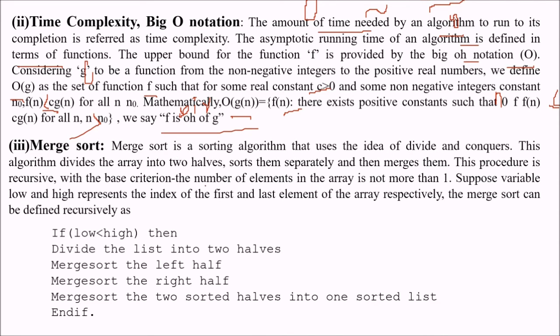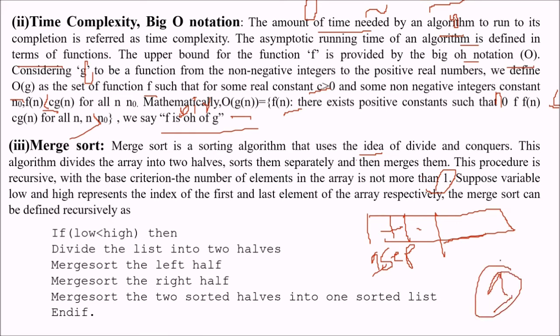Then we come to merge sort. Merge sort is an efficient sorting algorithm that uses the technique of divide and conquer. This algorithm divides the array into two halves, sorts them separately, and then merges them. This is recursive, which means each half will also be divided into two, and this will go on until only one element is left, and one element is always sorted.